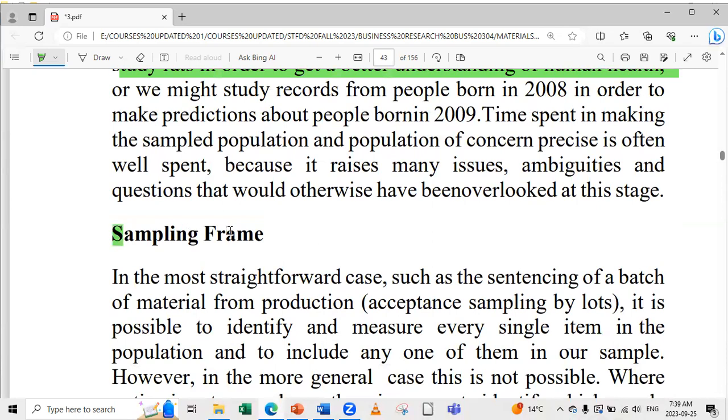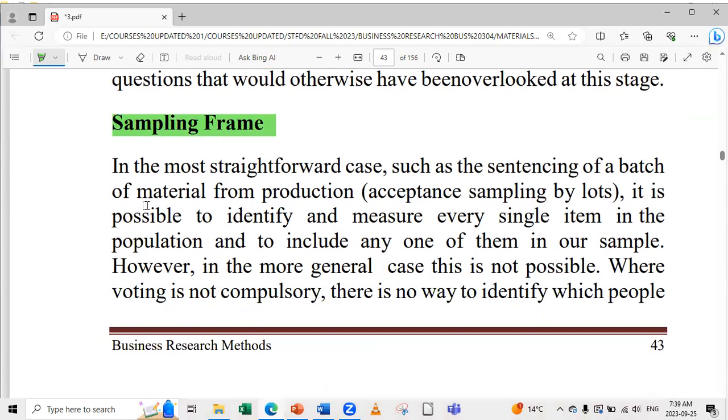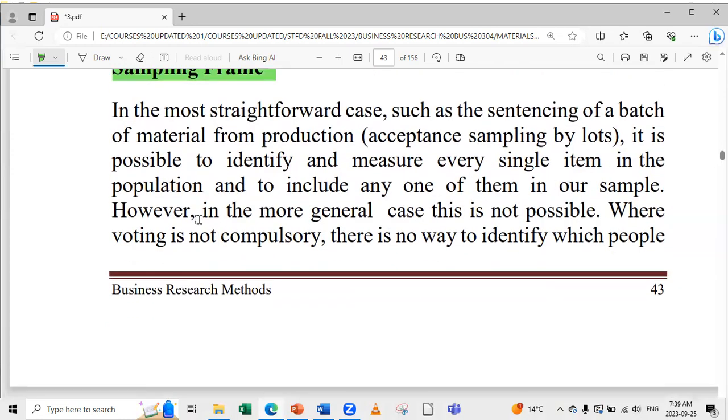Sampling frame. What is the sampling frame? In the most straightforward cases, such as the sentencing of a batch of materials from production, acceptance sampling by lots, it is possible to identify and measure every single item in the population and to include any of these in the sample. However, in the more general case, this is not possible.